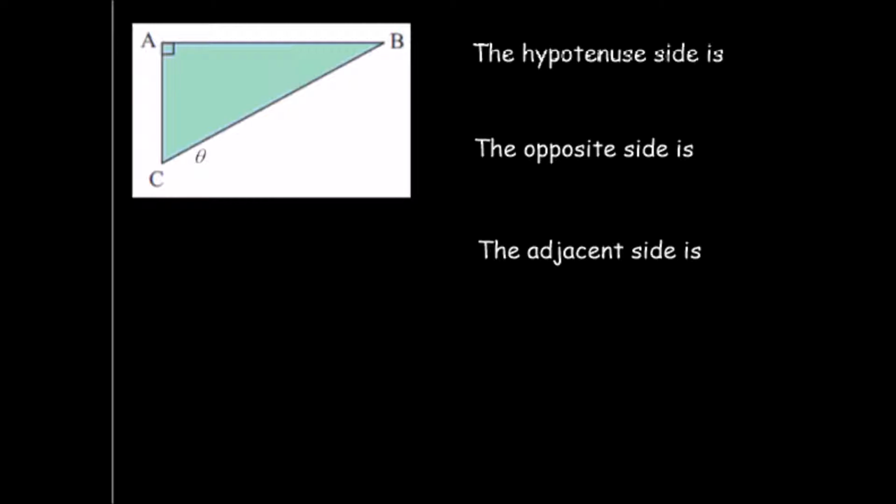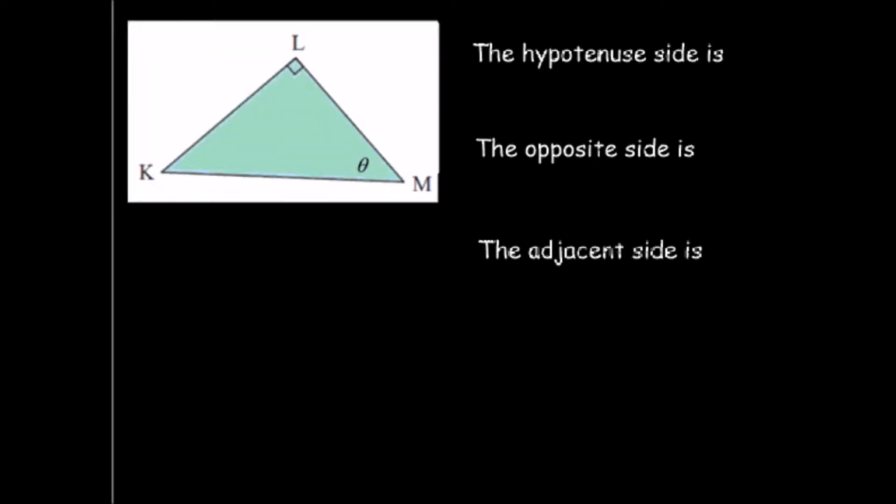So for triangle ABC, the hypotenuse would be the longest side, which is side BC. The opposite side, well, I haven't got the angle in place yet. Let's put the angle here. So the opposite side would now be that length across there, which is length AB, and the adjacent side would be this length here, which would be length AC.